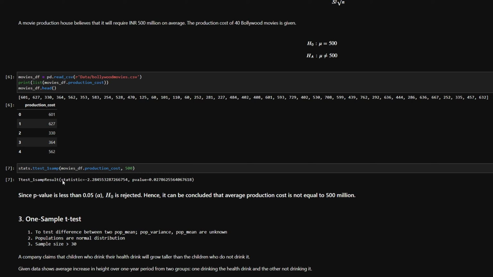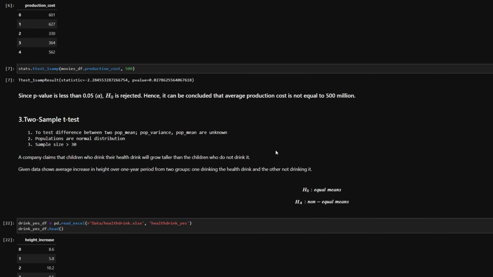A way to infer this is, since we have rejected the null hypothesis based upon the p value up here, the test statistic basically gives us an idea on where does the actual value fall. So it's not 500 million because we have rejected it, and the test statistic is in negative. That means it's pretty much less than 500 million.